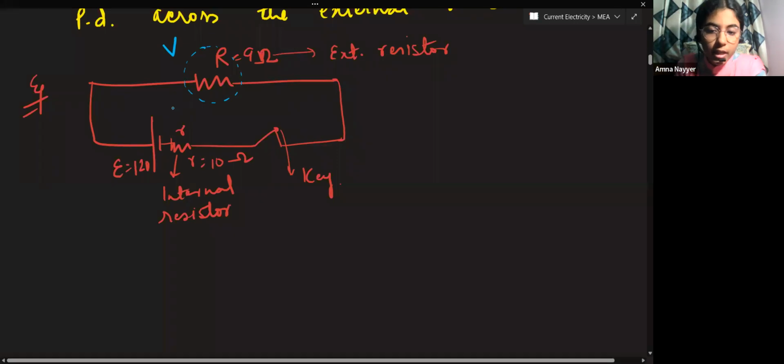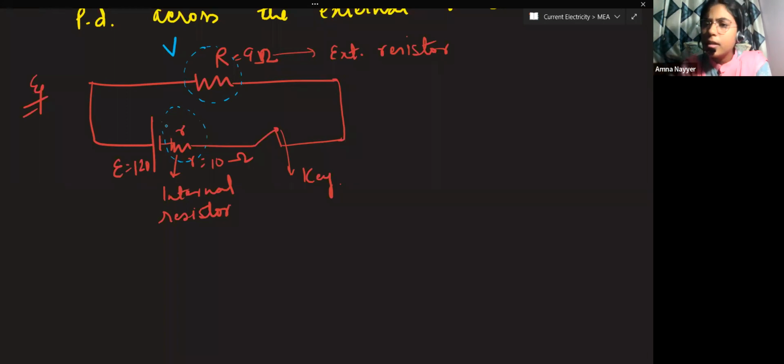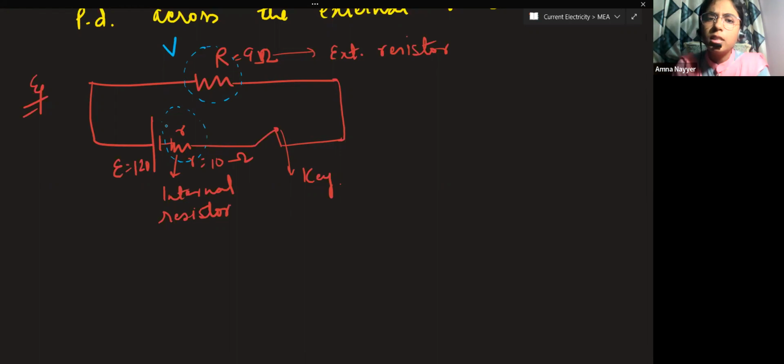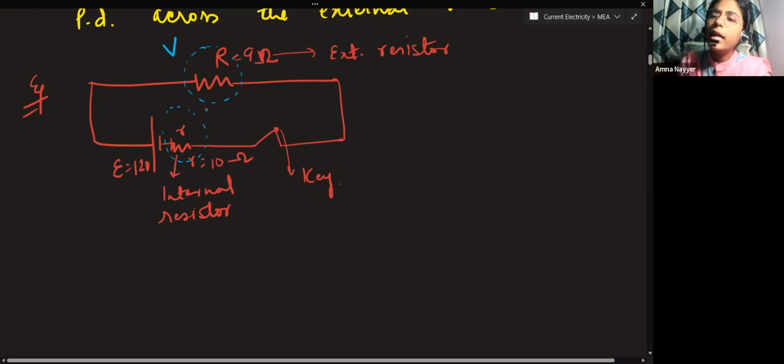Now, here again there will be a potential difference. The internal resistor will also have a potential difference when the circuit is not working, that is, when it is an open circuit. You open the key in this manner. No charge is flowing, no current is flowing. So no current will go through the external resistor, but the potential difference will still be there.